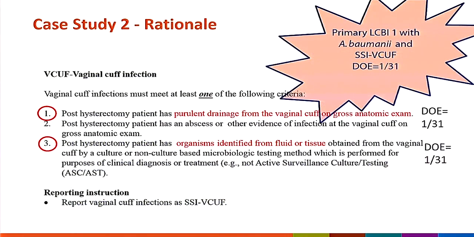And again, it's because we do not have matching blood and vaginal cuff cultures to meet scenario 2, and we don't have scenario 1, and we don't have a positive blood specimen that can be used as an element of the infection. There is no V cuff criterion that uses positive organisms identified from blood. So in this case, this is an LCBI 1 unless we can find another source of infection to attribute the blood specimen.